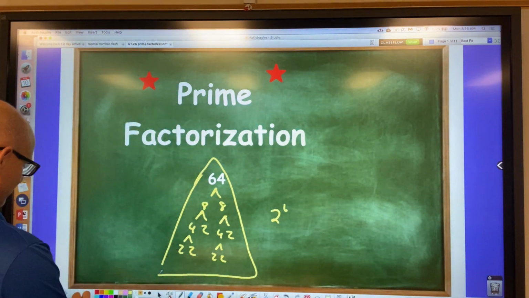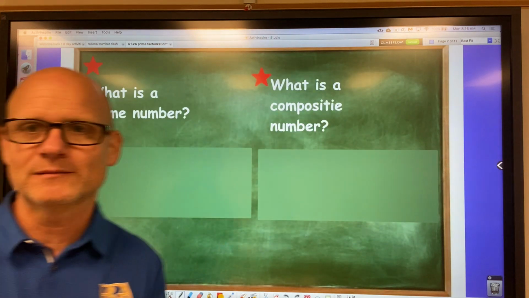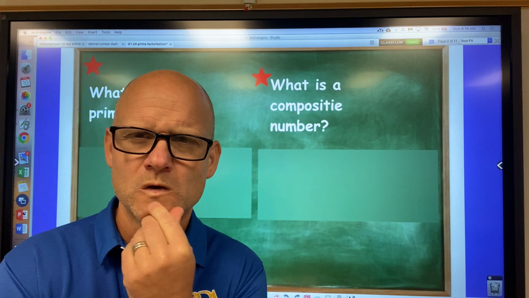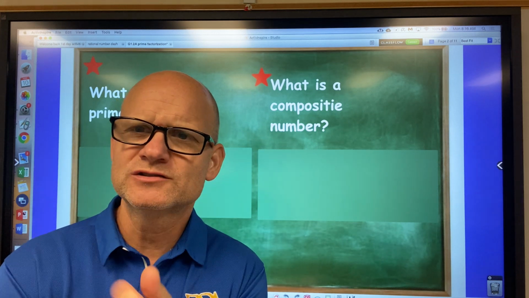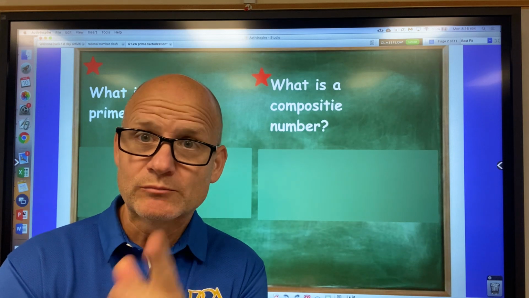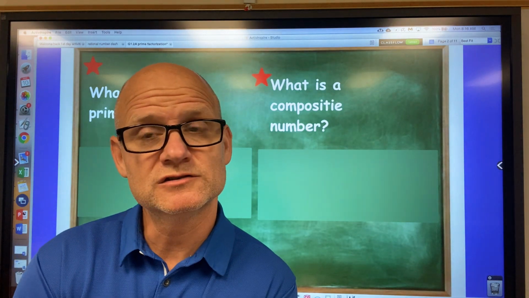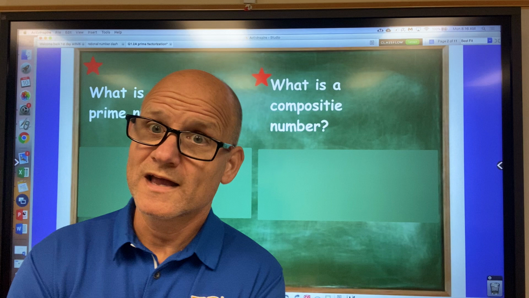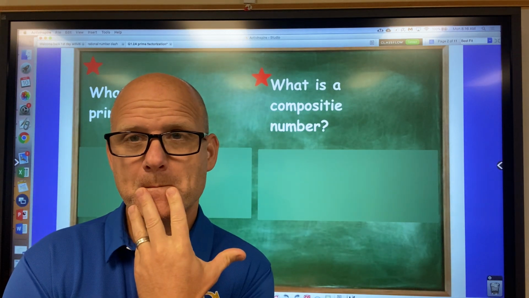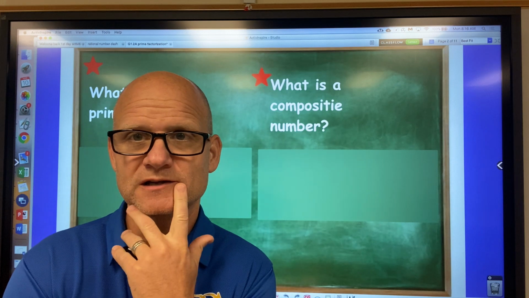So we're going to just talk about prime factorization. First of all, what is a prime number? I think some of you remember, what is a prime number? And what is a composite number? Remember we used to play Cheeseburger in Paradise with this? And we'll probably play it some more. But prime numbers are, write down your definition if you know. And composite numbers are, write down your definition if you know. Go ahead, press pause, write down.